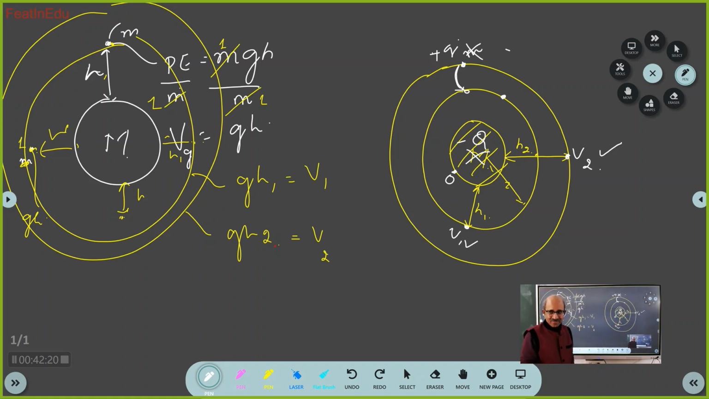Let me test. Ready? Now, instead of minus q, this one is plus q. Now, which is at higher potential, this point or this point? This point. The one below is at higher potential.